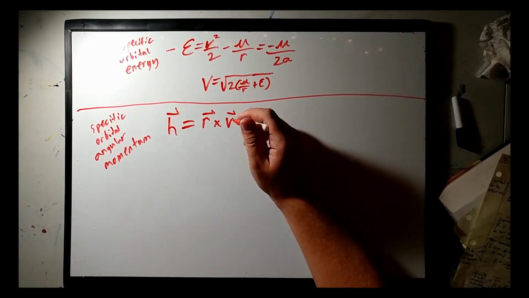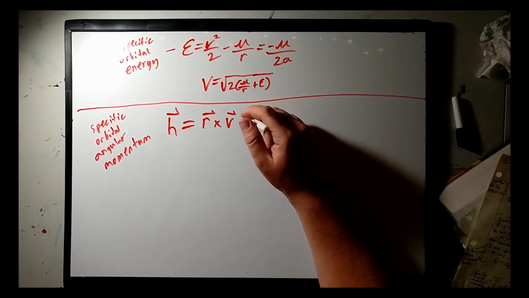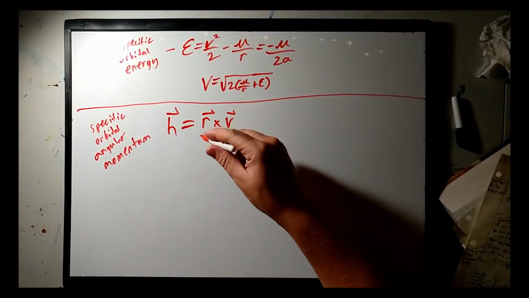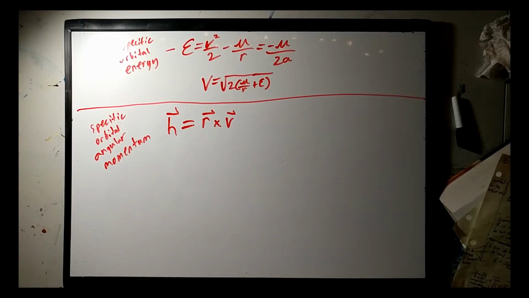I'm not going to cover what a cross product is here, but we'll work an example later and you should be able to see it there. This h, and the reason this is a vector, is because the specific orbital angular momentum vector is always going to be pointing perpendicular to both your position and velocity vector.